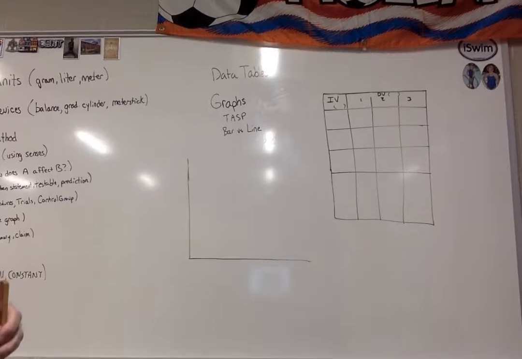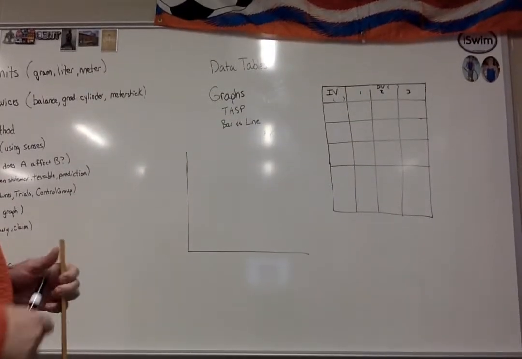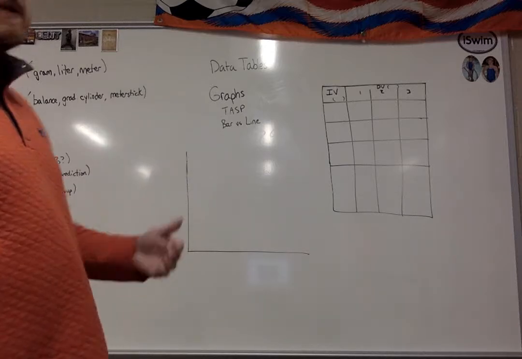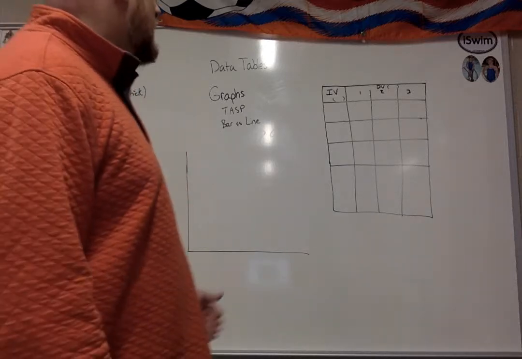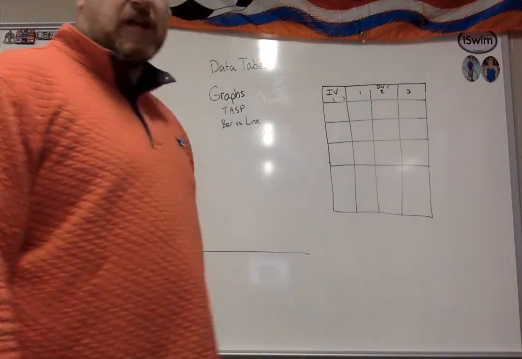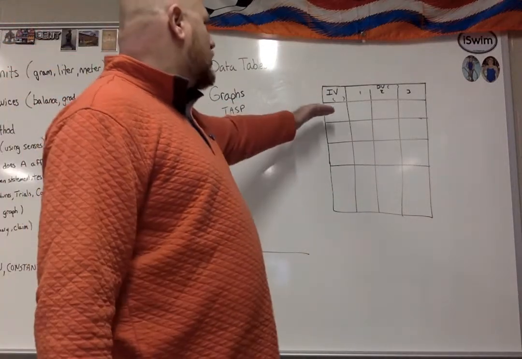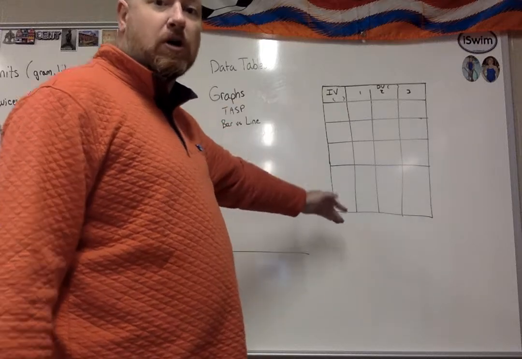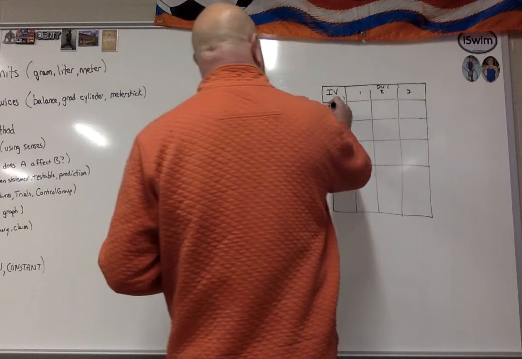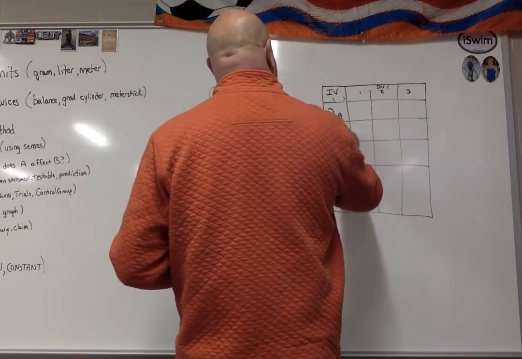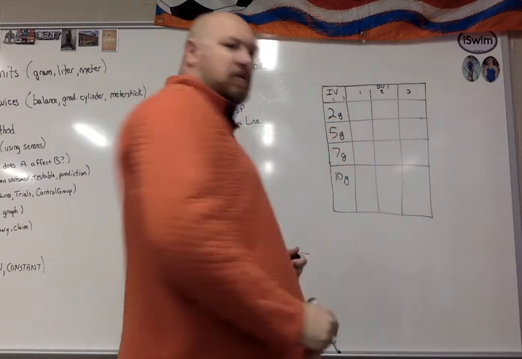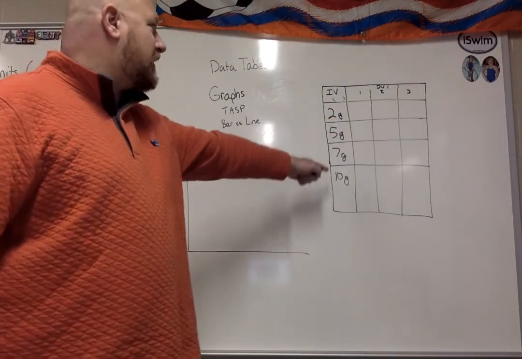All right, so the first one, data tables. Remember, in our simple data table, sometimes you might only have two columns, but your independent variable is always going to go on the left-hand side. That's the first thing. And you would usually go in increasing order of whatever's being changed. So if I did mass, I might have masses of, say, 2 grams, 5 grams, 7 grams, 10 grams. Right? I would have increasing values.